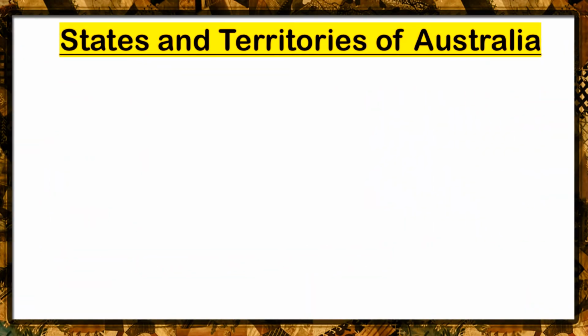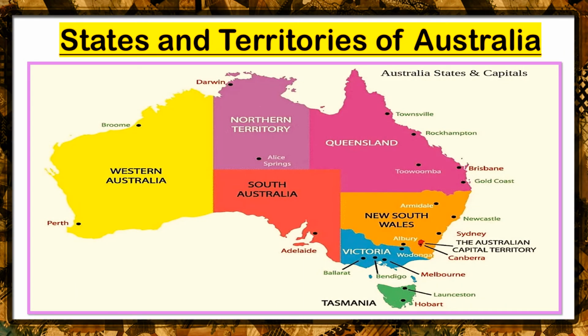States and territories of Australia. So we have Western Australia, its capital is Perth. Next is Northern Territory, the capital is Darwin. Next is South Australia, the capital is Adelaide. Next is Queensland, the capital is Brisbane.